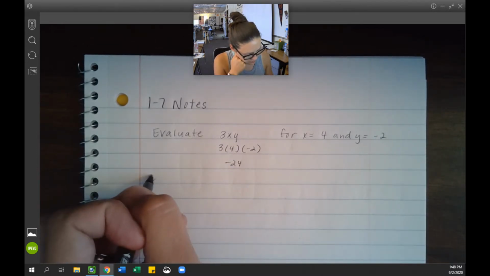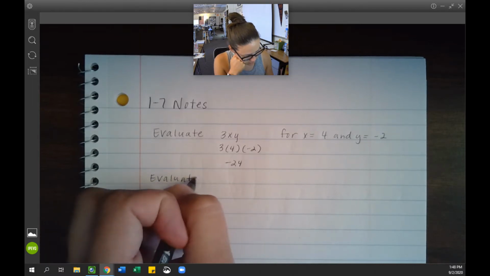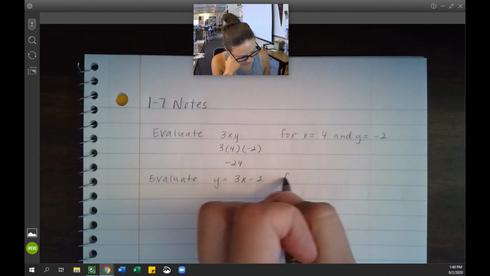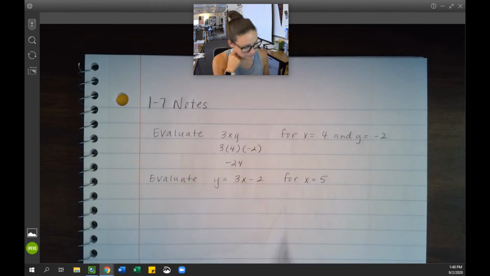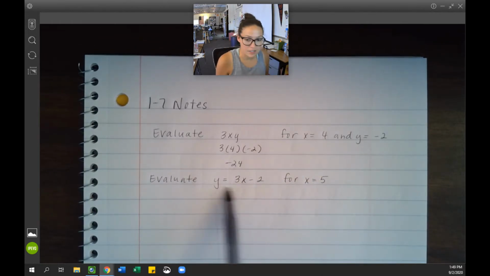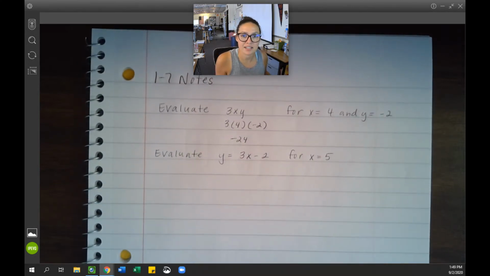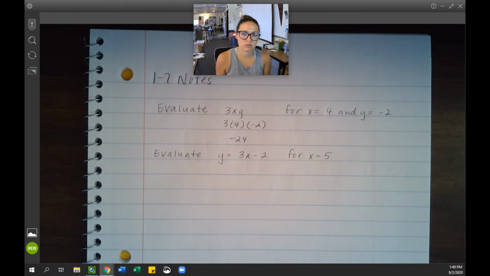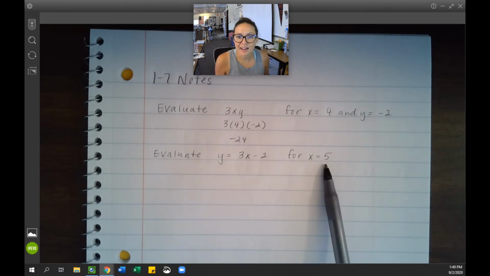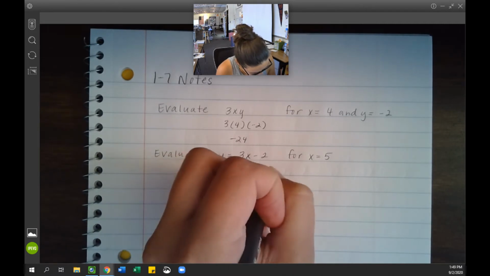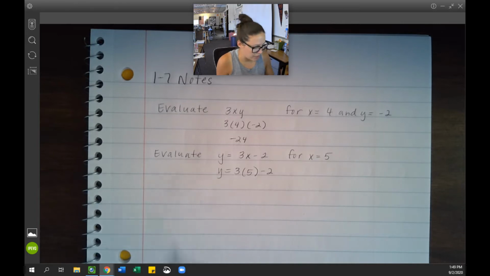Now, let's say I have this. Evaluate y equals 3x minus 2 for x equals 5. Now, this looks like a line, right? The equation of a line, y equals mx plus b. So what I'm really asking is, what does y equal if x equals 5? Well, I'm going to plug it in. So I have y equals 3 times 5 minus 2. And 3 times 5 minus 2 is 13.